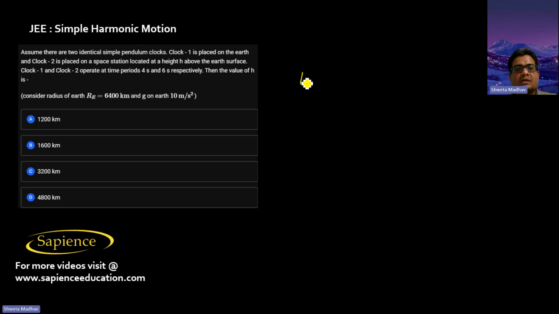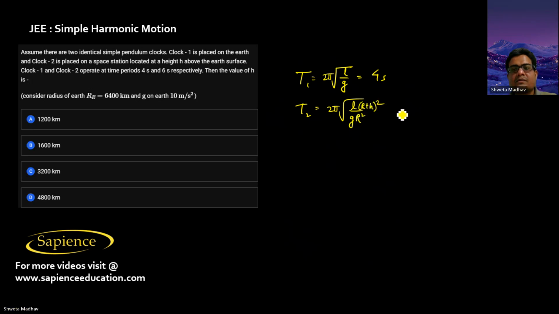So the time period on the earth's surface, that is 2 pi root over L by G, that is T1, let's say, so that is 4 seconds. And T2, that is placed on the height h of surface, so that is 2 pi root over L by G dash. So that is G into R square over R plus H whole square. That is R plus H by R times T1, and that is 6 seconds.